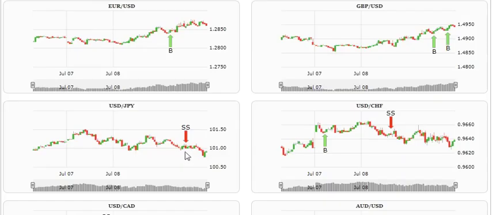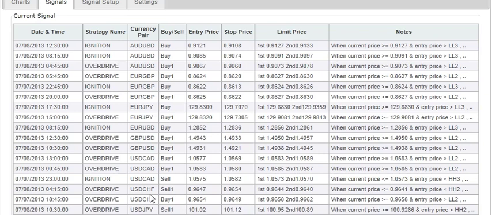All right, let's go over here and look at the U.S.-Japanese yen pair. Here's a short sell. Let's check out the Signals tab. Okay, scrolling down right at the bottom here is the U.S. dollar Japanese yen overdrive setup July 8 at 10:30 to sell at 101.02. That's selling short. Initial stop 101.12. First profit target, second profit target. Okay, let's take a look at the chart.